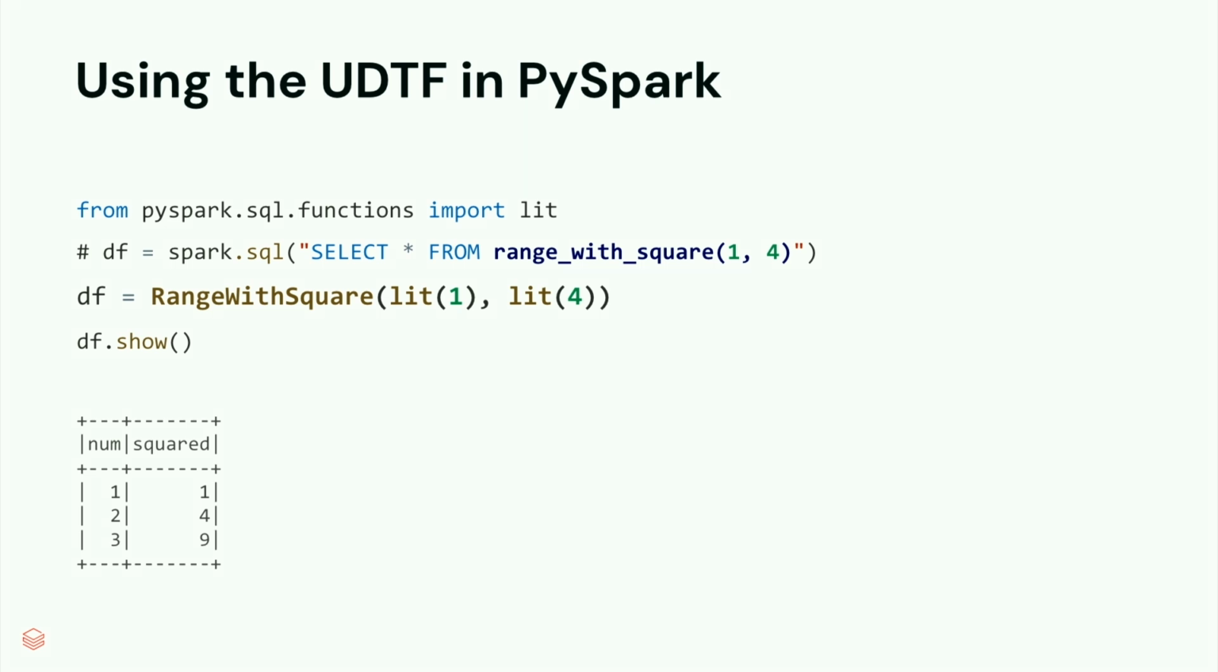And this shows a simple example of using the UDTF by passing two literals, 1 and 4. The result is a DataFrame with 3 rows, the numbers 1 through 3 and their squares. The output structure matches what we declared with the @udtf decorator, two columns named num and squared. If the UDTF is registered, you can also use it directly in SQL, for example, select star from range_with_square(1, 4). This kind of interface makes UDTFs convenient and consistent across both PySpark and SQL workflows.